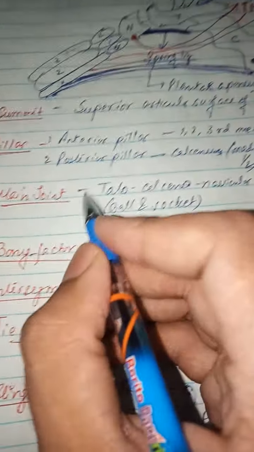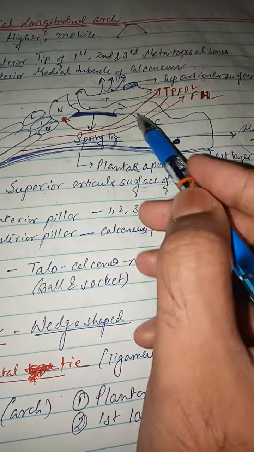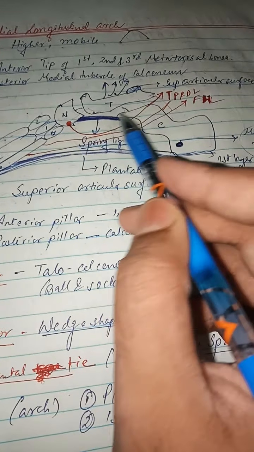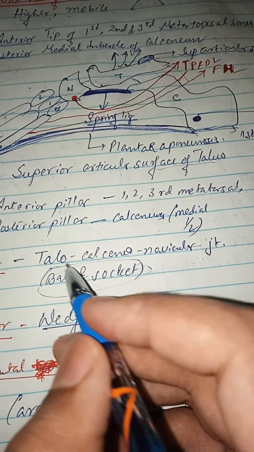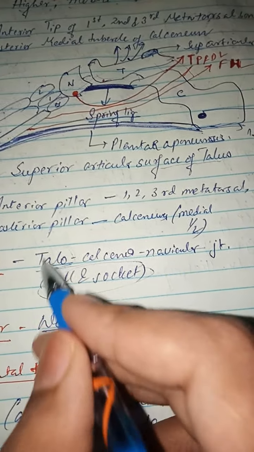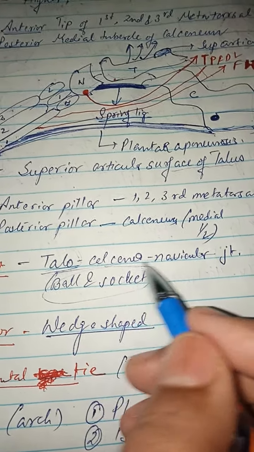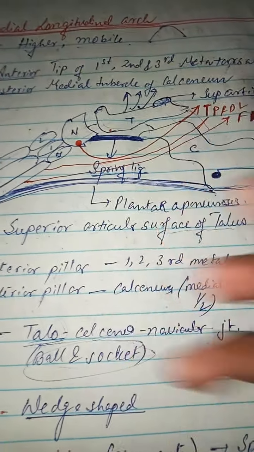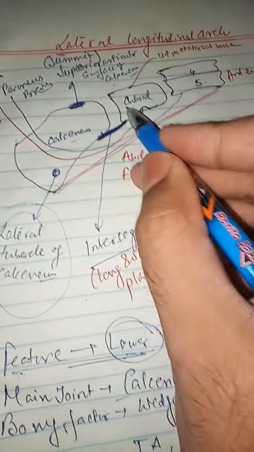Now the main joint is the talocalcaneonavicular joint, which joins the anterior and the posterior pillar. It is a ball and socket variety of joint. The talus surface is the ball, and the calcaneonavicular part forms the socket. So the talocalcaneonavicular joint is the main joint for the medial longitudinal arch. Here, for the lateral arch, the main joint is the calcaneocuboid joint.